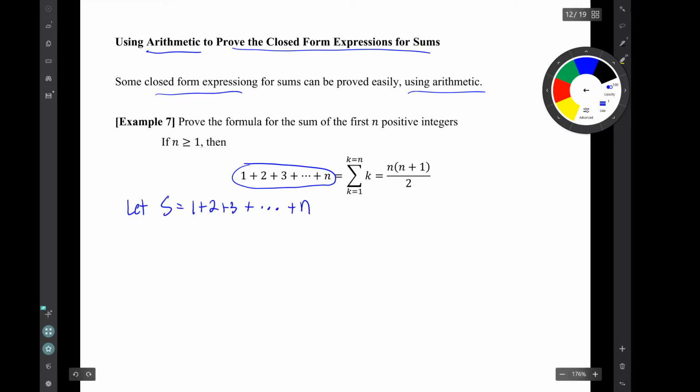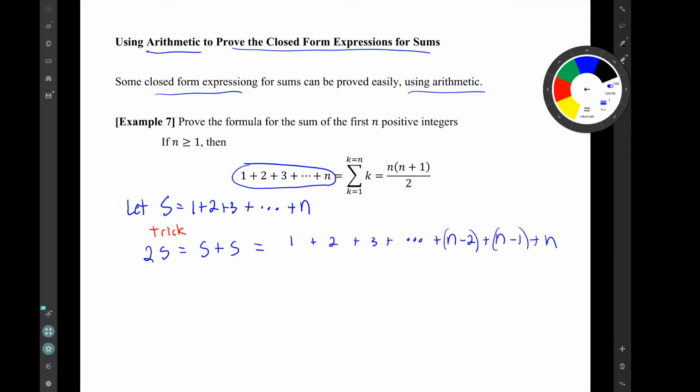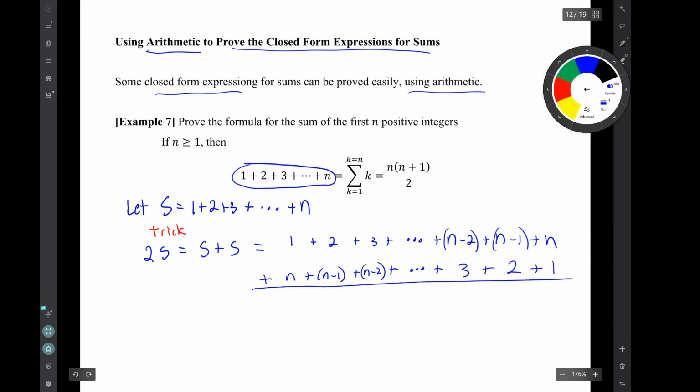Now I want to do a trick. I want to write 2S, but I want to do it in a tricky way. You see, I've written out the expression for S, and I've unhid a couple of terms. Now I have to write it down again, because I have to have S plus S, but this time I'm going to write it backwards. So there's my sum, written in this kind of crazy way.